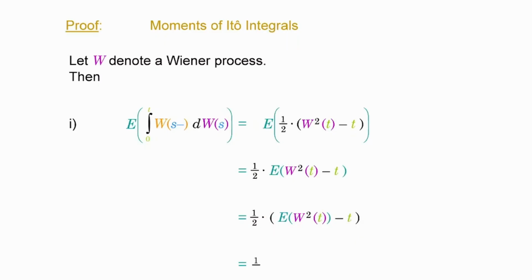Anyway, so 1/2 times, now what is the expectation of the square of the Wiener process? This is its variance. You just saw that, right? So the variance of the Wiener process, minus t, by the way, inside the parentheses. And the variance of the Wiener process is t. So you have 1/2 times t minus t, which is 0, right? And that's the reason why the expectation of the E2 integral is 0. Okay, so that's the first part.